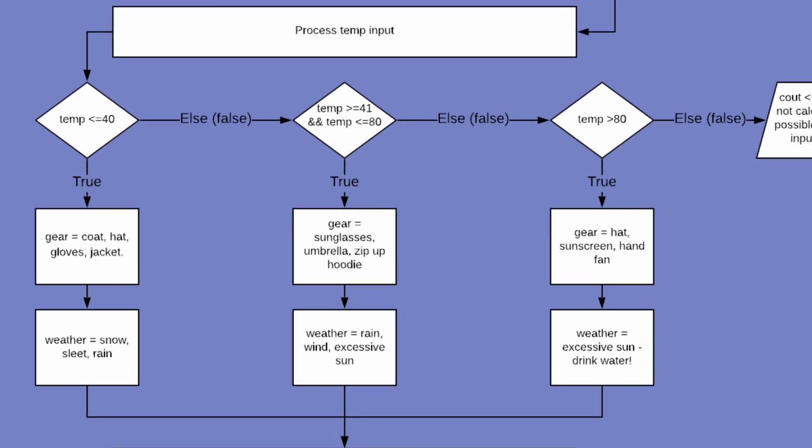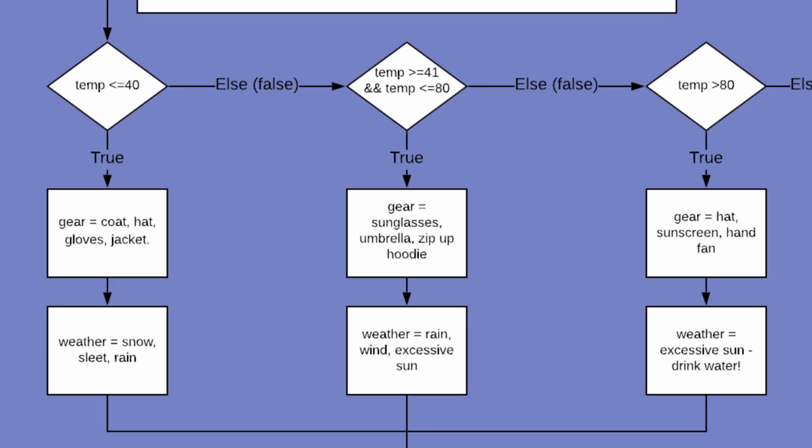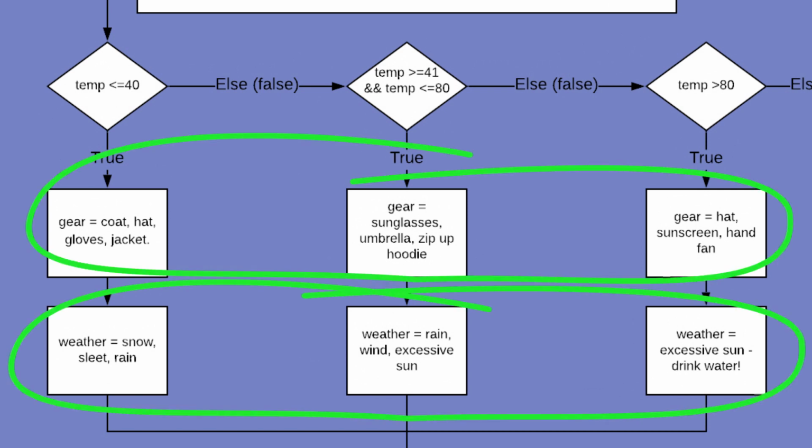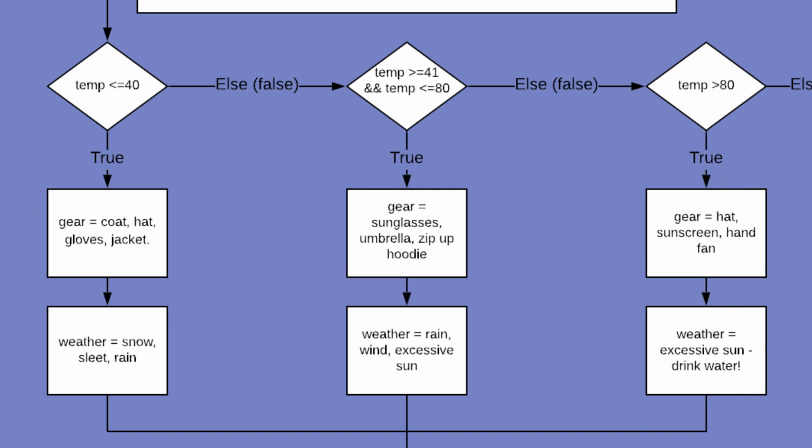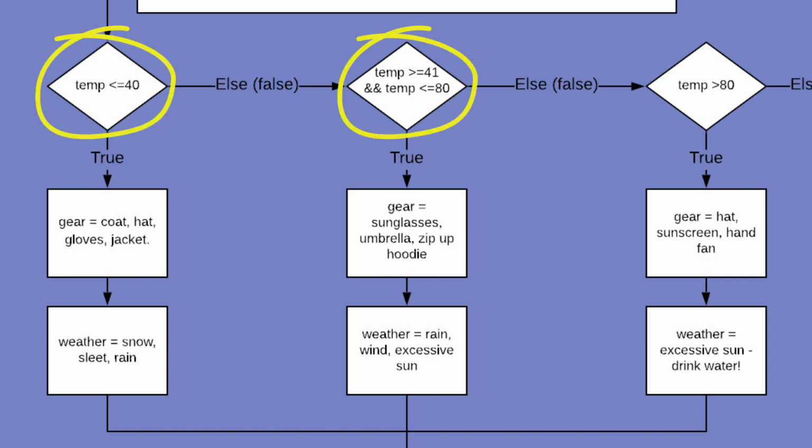So what did we learn from this section of the flowchart? Well, we identified 2 new variables, gear and weather. Because these are being initialized to text values, that insinuates to us that they must be strings. We also learned that the values that those variables get initialized to are dependent upon the value of temperature, and this is the real benefit of conditional statements.